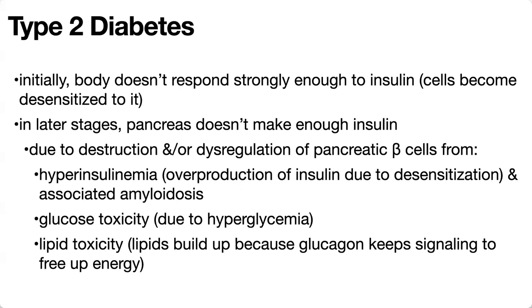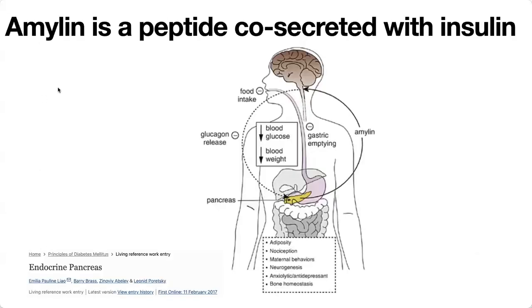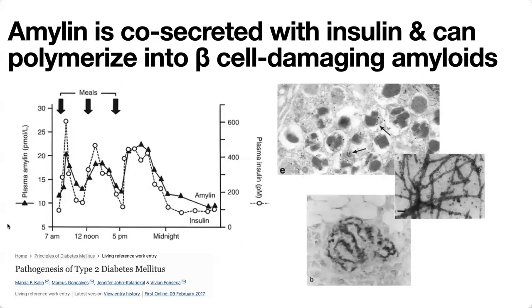This can then, basically, one of the things that is bad about this is amyloidosis. So amylin is this peptide that's co-secreted with insulin. It's actually stored in vesicles along with insulin. And so when you release insulin, you also release some of this amylin. I don't know, I've never really heard it said, but it is important.